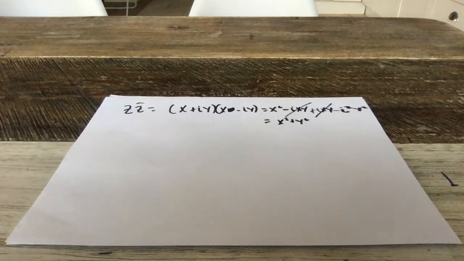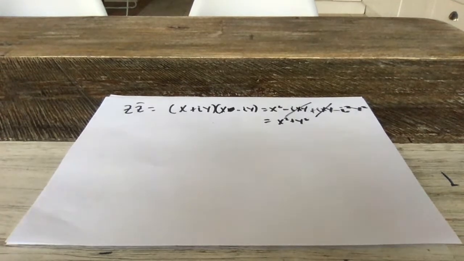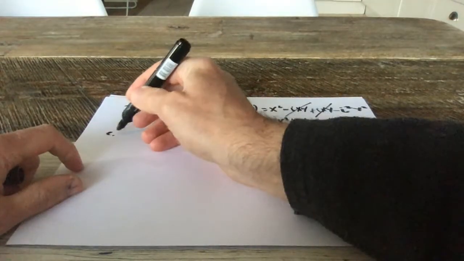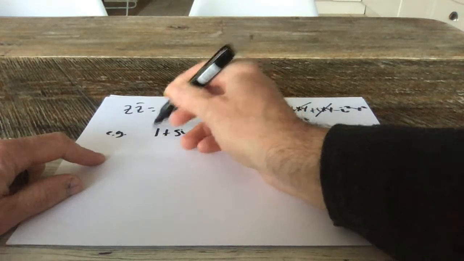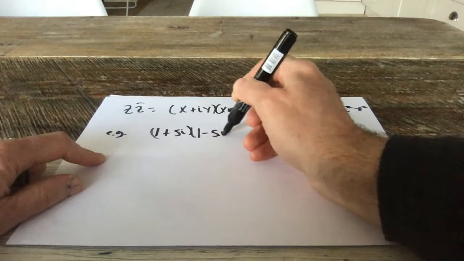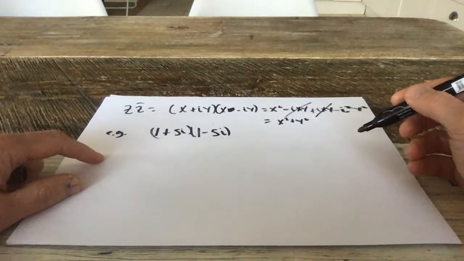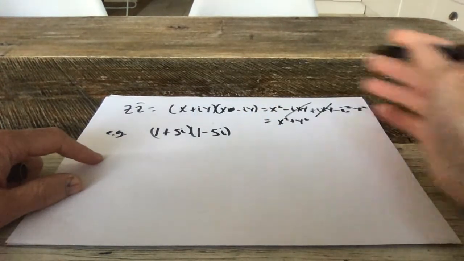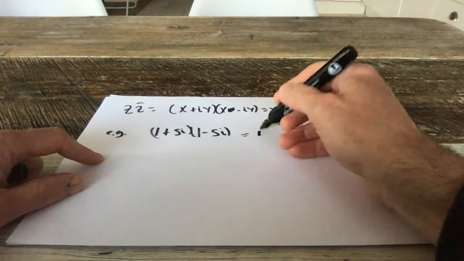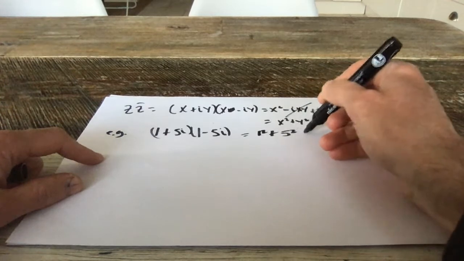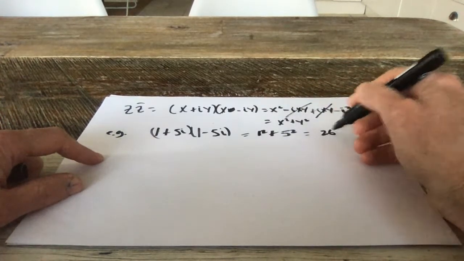Boom, boom. It's an important little result. So for example, if I multiply 1 plus 5i by 1 minus 5i, you don't have to multiply it out. You can, but just to save time, these are conjugates of each other. So it's just 1 squared plus 5 squared, and that's just 26. That's it.